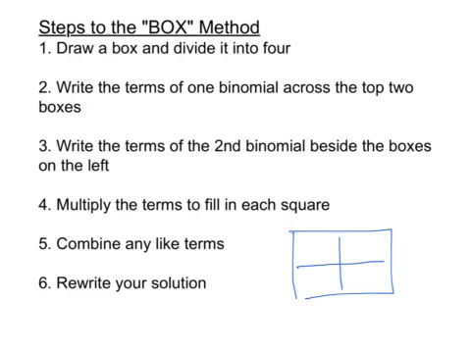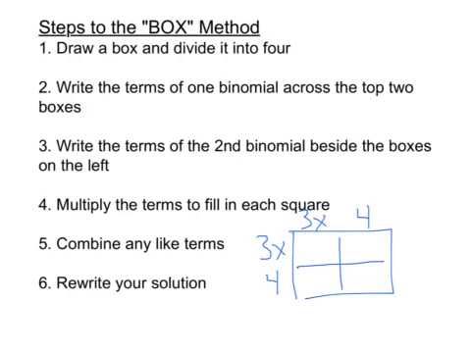The second step is to write the terms of one binomial across the top 2 boxes. So if my binomial was 3x plus 4, I would write 3x across the top and 4 on the other box on the top. The third step is to write the terms of the second binomial beside the boxes on the left. So again, if my terms were 3x plus 4 again, I would put 3x to the left here, and then 4 down by that bottom box.